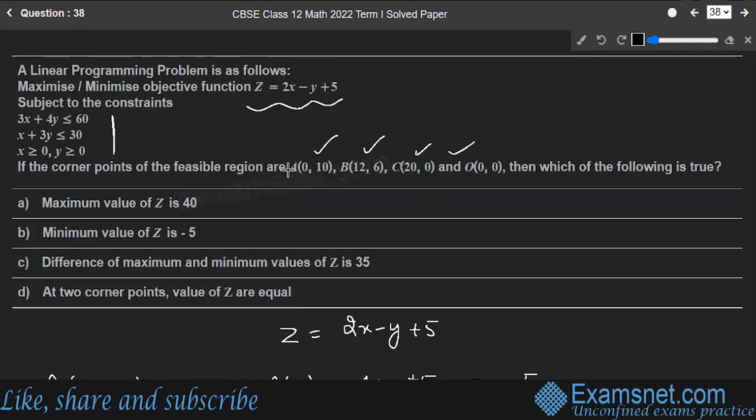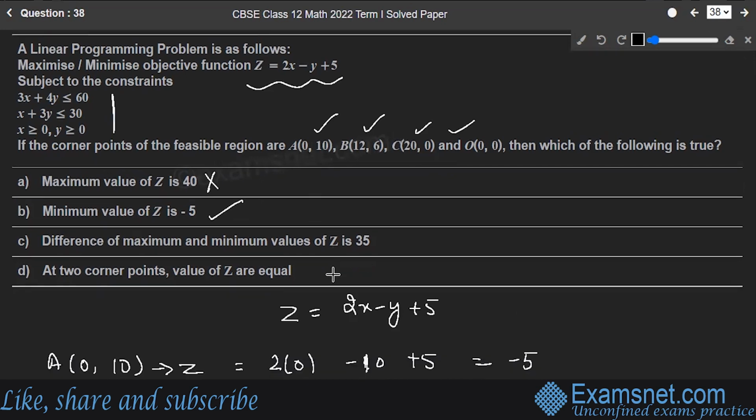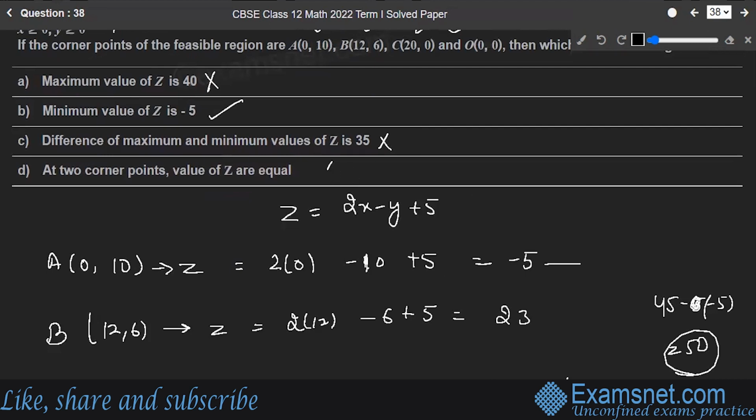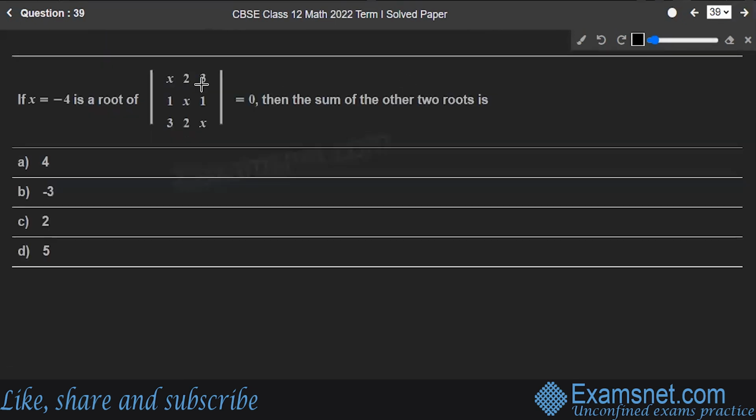Right. Now, the first option, the maximum value of z is 40. That is wrong. The minimum value of z is minus 5. This is correct. Absolutely correct. So I think we got our option. Let's still check the C option, the difference of maximum and minimum value of z. So this is the minimum value and this is the maximum value. The difference between them is 50. So even this is wrong and no two z values are equal. So we have only option B as the answer. Hope you got that. Next is question 39.